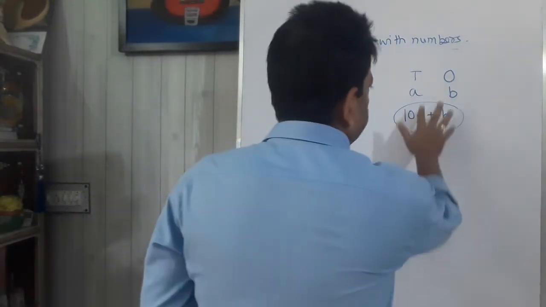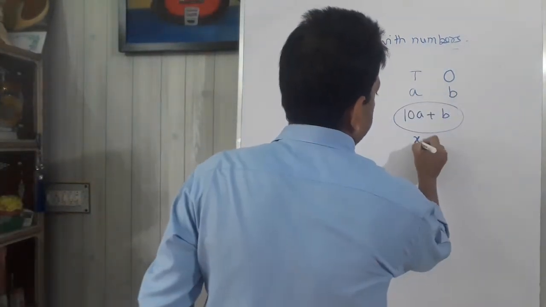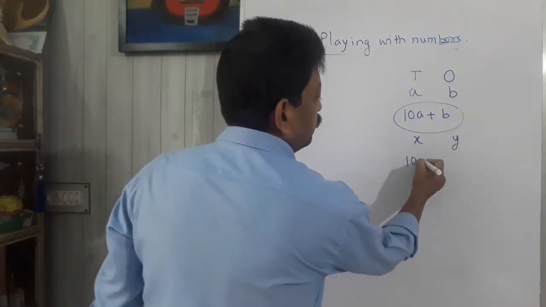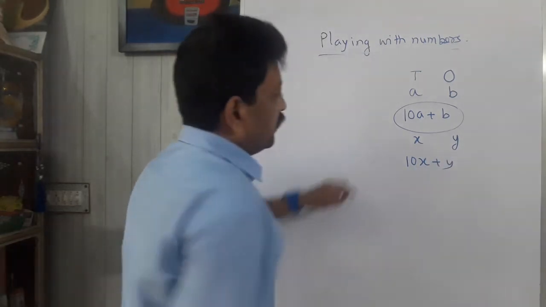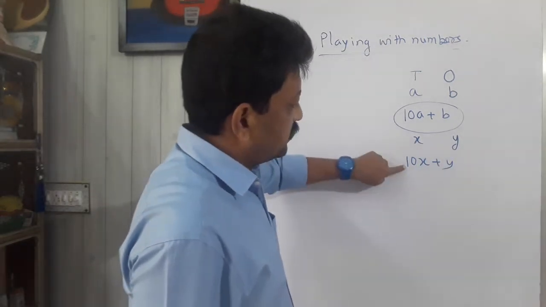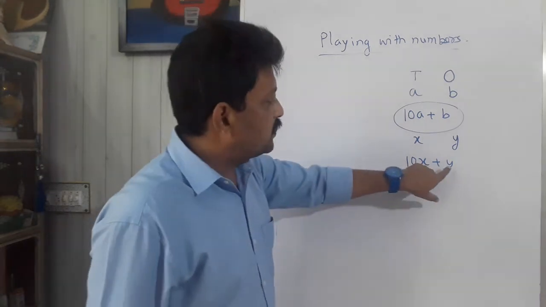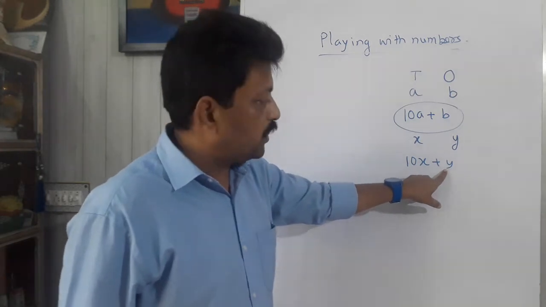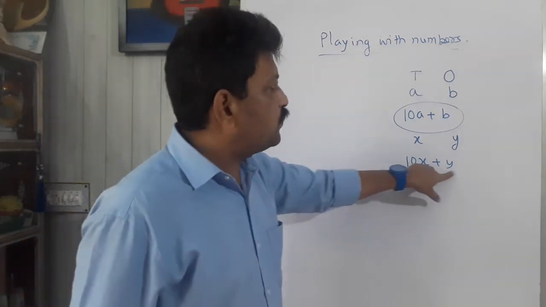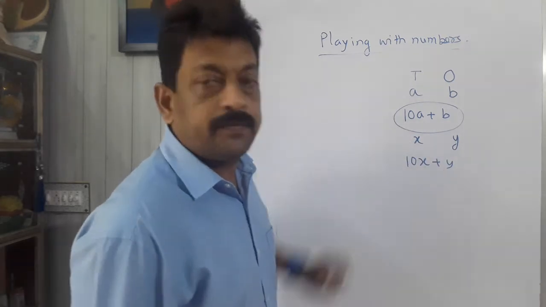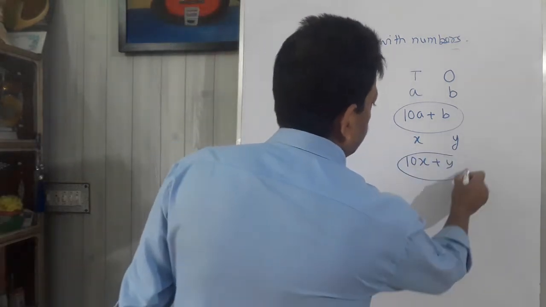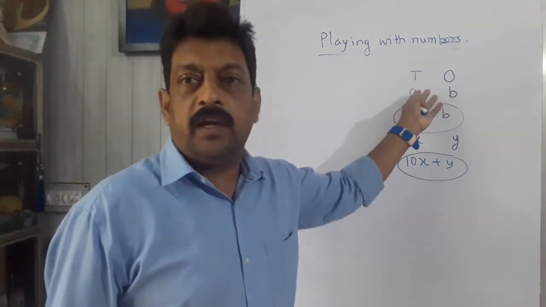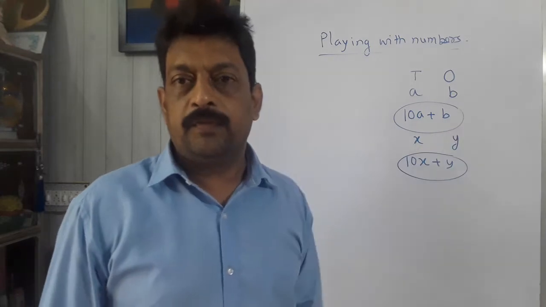We can take x and y also. So the tens digit is x and the ones digit is y. In that case, our 2-digit number will become 10x plus y. The tens digit is multiplied with the place value 10, that is why 10x, and the ones digit is multiplied with place value 1. So 1y is y. In this way, we have to write a 2-digit number, where the digits are either A and B, or x and y.